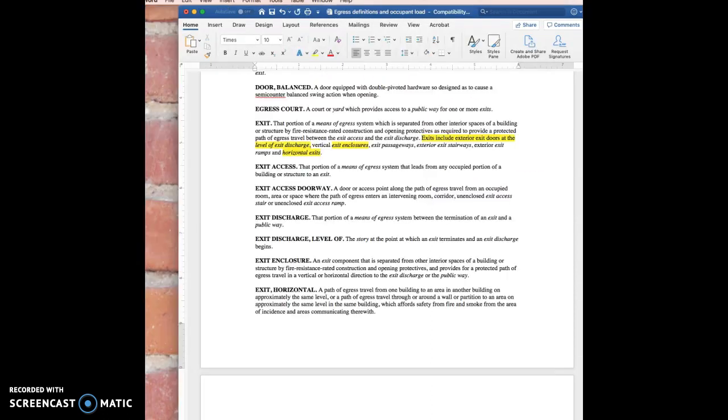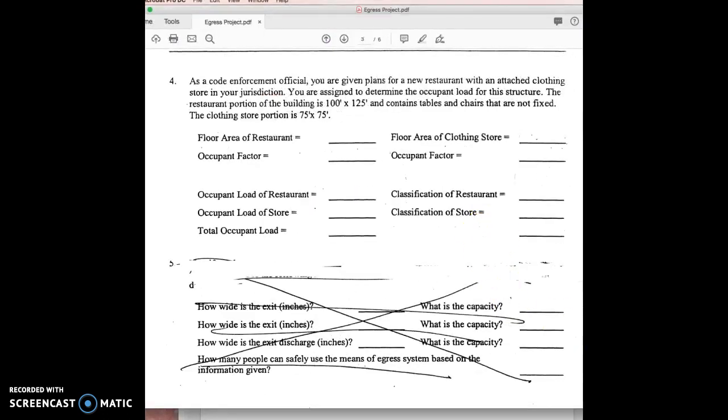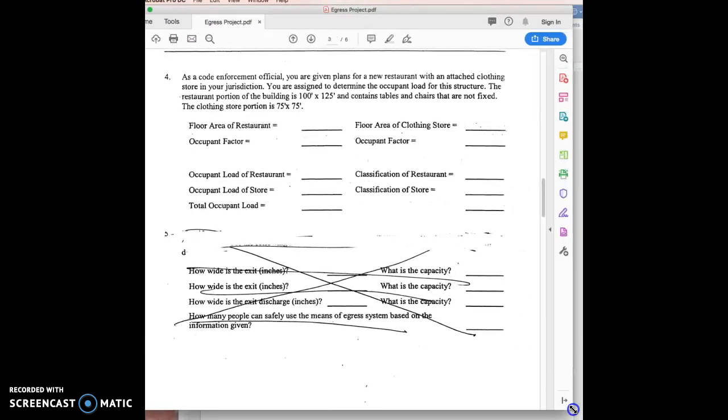I'm not gonna. So let me bring back up this guy. So number 4, I think I helped you with that one, but it was asking for the floor area of the restaurant, the floor area of the clothing store. The occupant factor, this one would be 15. This occupant factor would be 30. And that's because it is a mercantile at grade level. And then you were supposed to fill in the occupant load of the restaurant and the store.